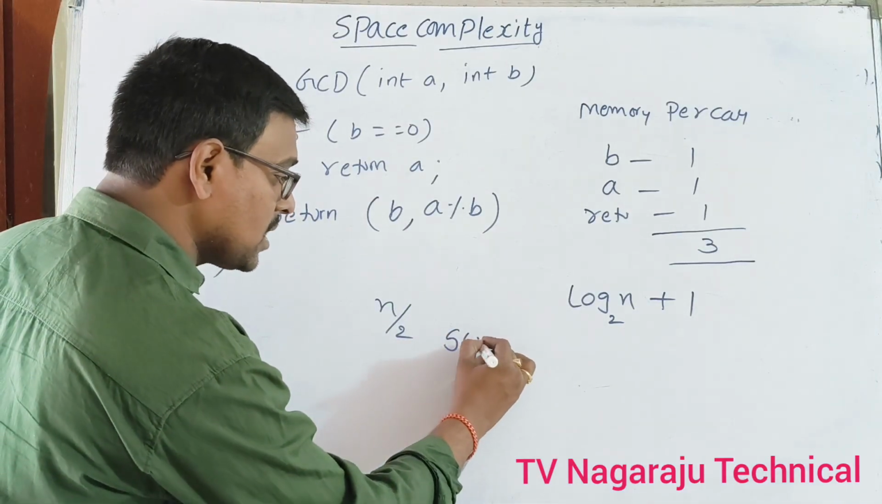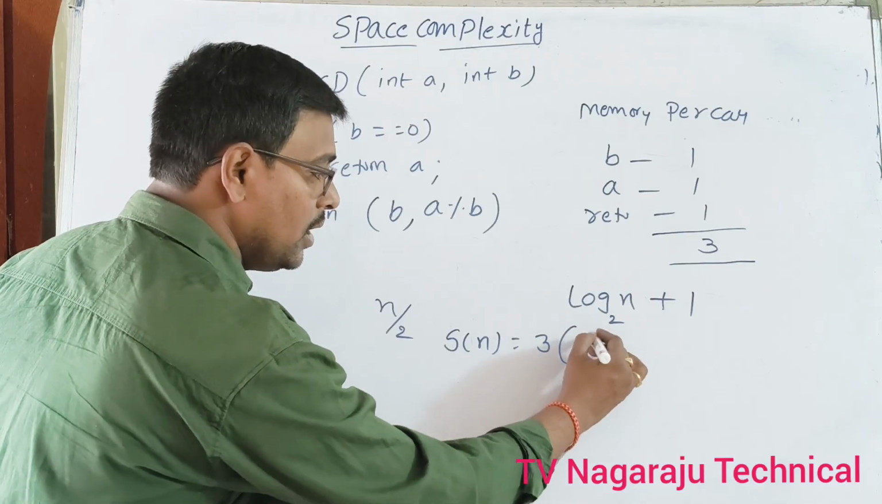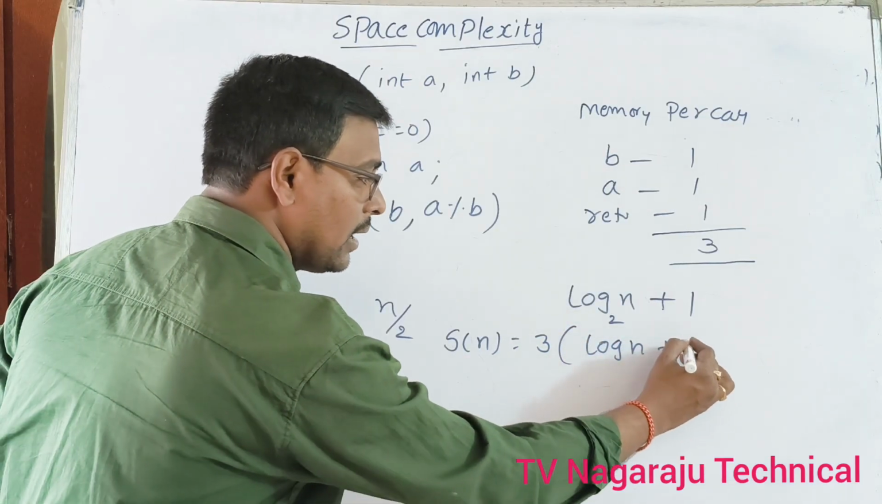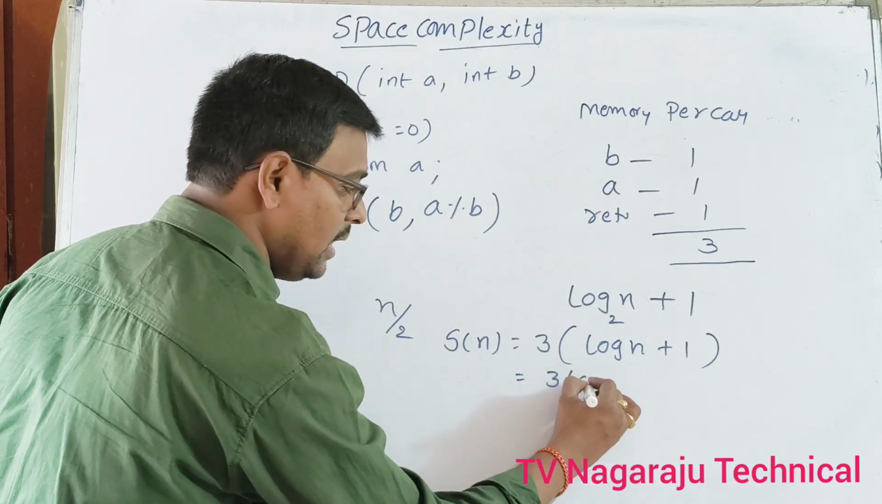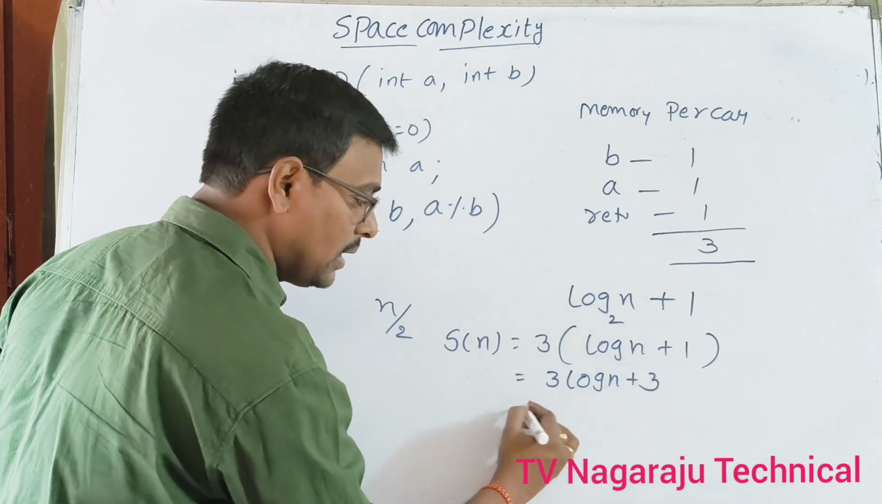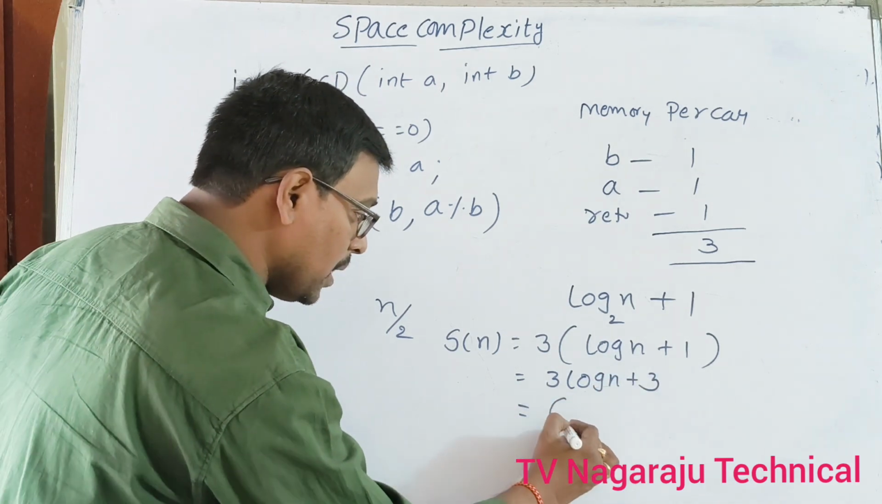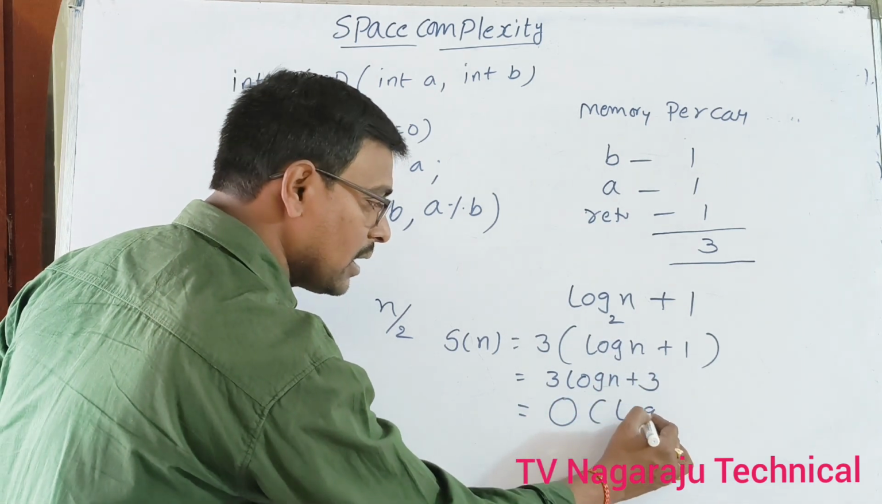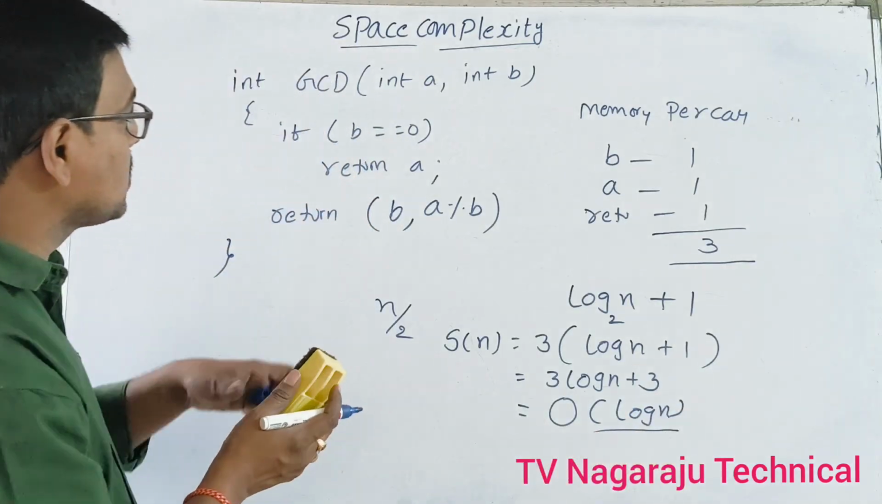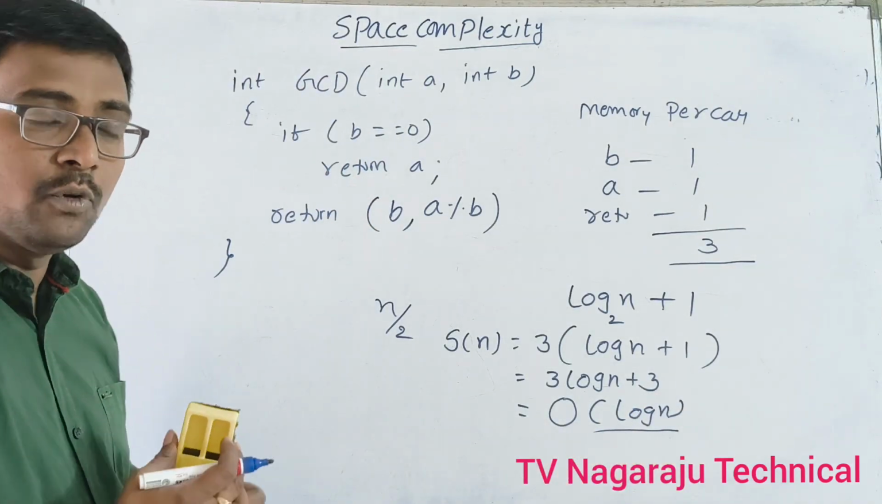Finally, the space complexity is equal to 3 into log n plus 1, so 3 log n plus 3. What is the space complexity? Big O of log n. This is the space complexity for the GCD of two numbers.